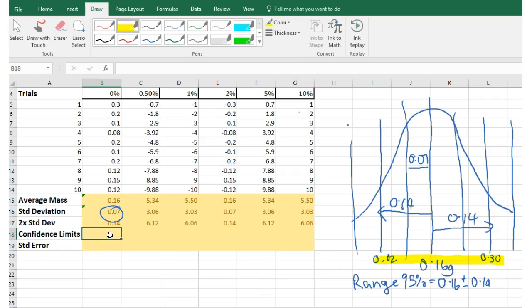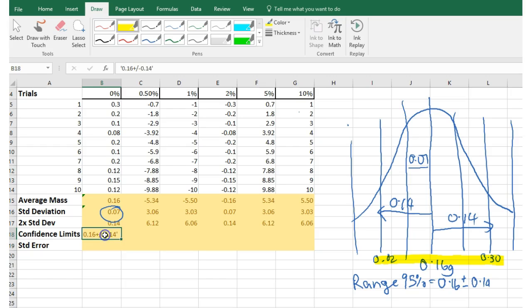Now I'm going to get you to type that range, or that confidence limit where 95% of your data is, in here. There is no formula, but you need to type it as text. So use one of your little text things there and type in 0.16 plus or minus 0.14, whatever 2 standard deviations is, and close off your text thing here.